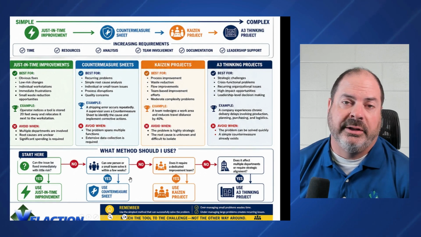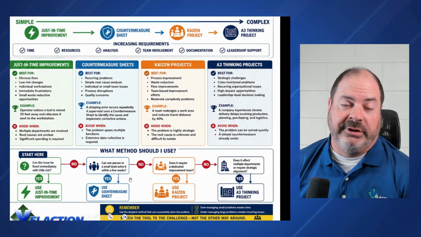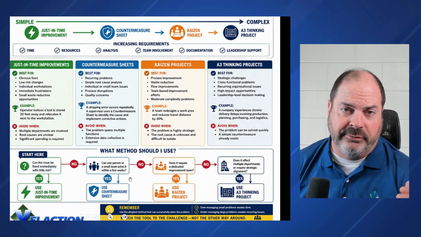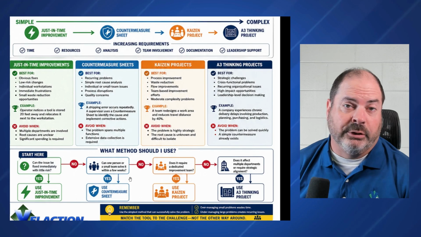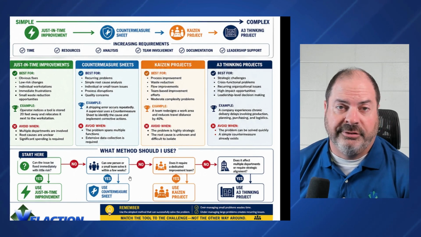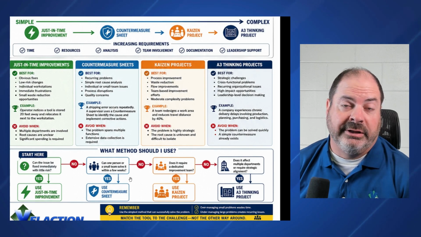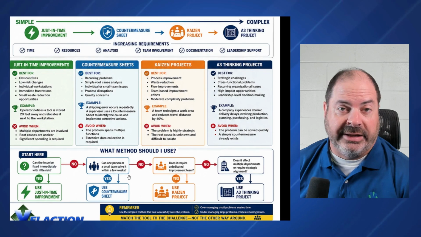If one person or a small team can solve it, but it's going to take a little bit of time, you'll probably want to use a countermeasure sheet. This is a way of doing your analysis better. It structures your thinking. Take a look at the countermeasure form, because it's pretty self-explanatory. The biggest thing in the countermeasure sheet is that when you set your goals on it, you need to make sure that your countermeasures actually add up to it. We call it countermeasure calculus here.